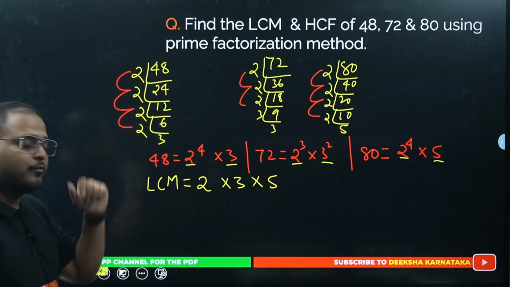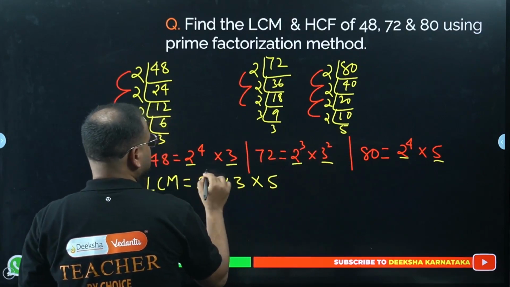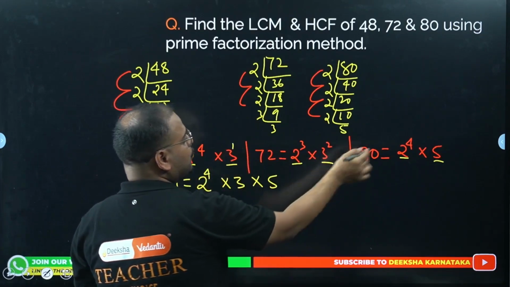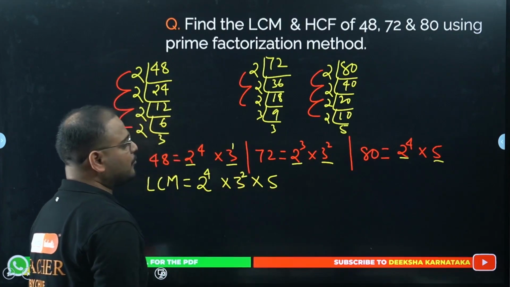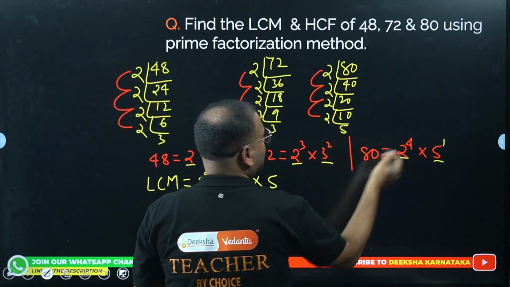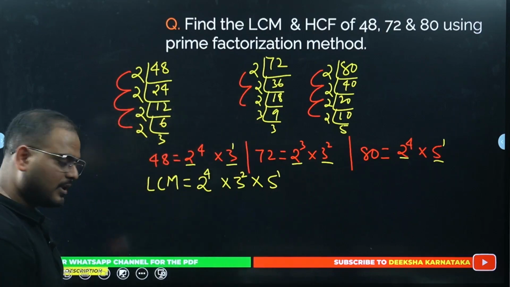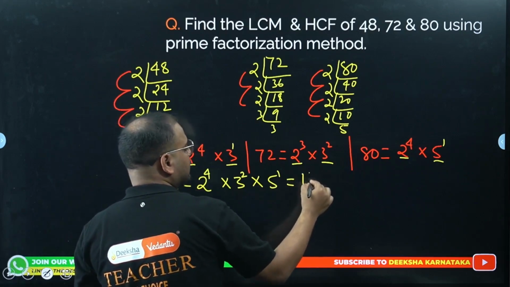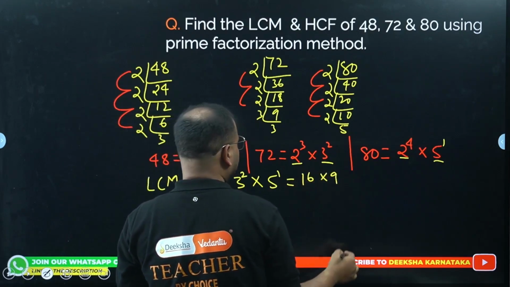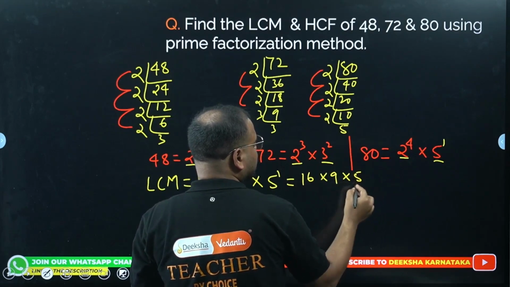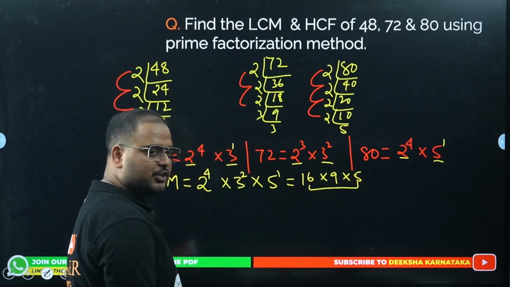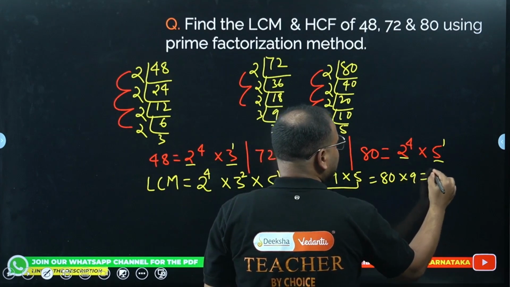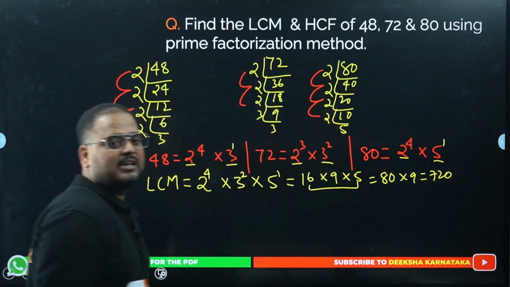Now, the highest power of 2. Here 4, 3, 4 means the highest is 4. For 3, the power is 1, 2 and nothing, so 2 is the highest. For 5, only 1 is there, so 1 is the highest. Multiply. 2 power 4 will be 16 and 3 power 2 will be 9, into 5. Multiply 16 into 5. That is 80. So 80 times 9 will be 720. My LCM is 720.